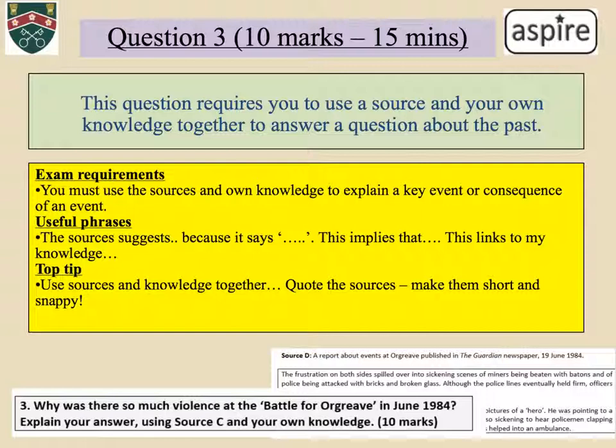There's some useful phrases for you there, but the top tips on this question are to make sure you use the sources and knowledge together and try and give at least 3 detailed reasons. Try to use detailed evidence and try and answer in depth. Don't just think that one example will be enough. The question is worth 10 marks, so you should be writing a good amount on this question. You have 15 minutes to do it.